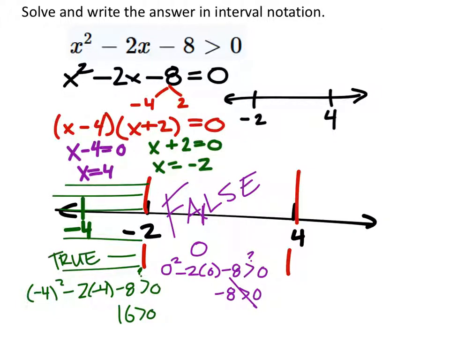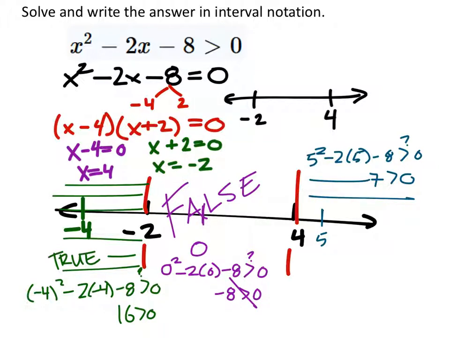Next thing we need to do is test from 4 to the right, and I just need any good value. 5. Bam. There's 5 right there. So this would be 5 squared minus 2 times 5 minus 8. And is this greater than 0? Yeah, we get 25 minus 10, 15 minus 8, 7. 7 is greater than 0, so that is true. So that means we're going to be including everything to the right of 4. Now going back to what we know about the intervals, hopefully the number line helps us to write that out.